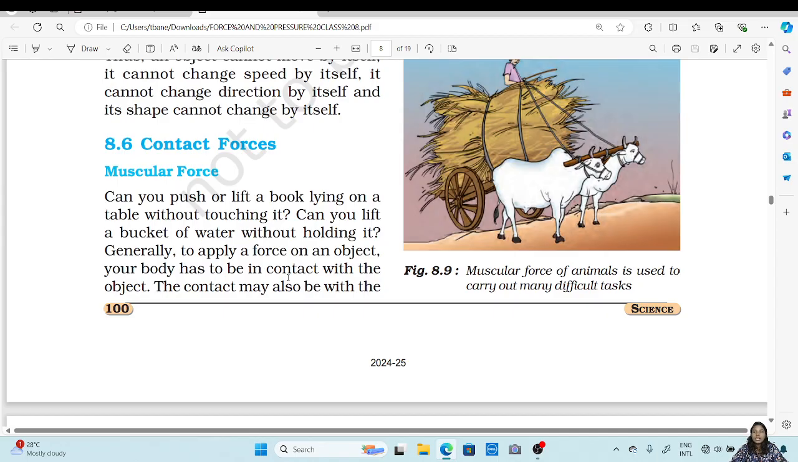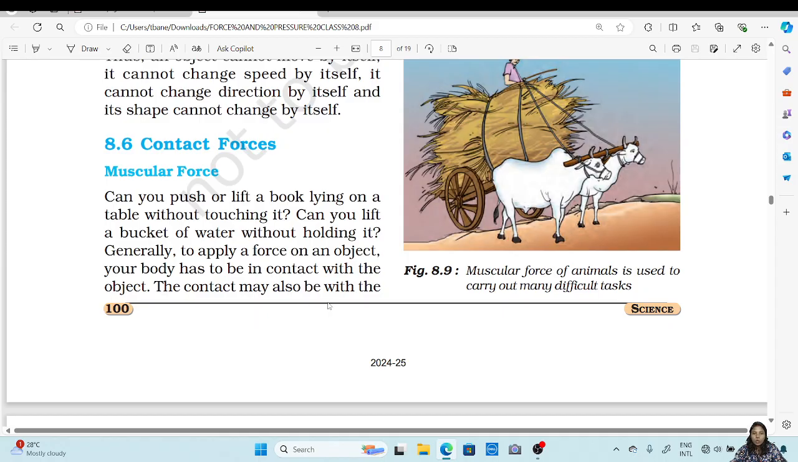Say I have to lift this book from here. I need to hold the book to lift it up. If I keep it down and expect it to move, it won't come up by itself, right? So there has to be some contact between me and the object.